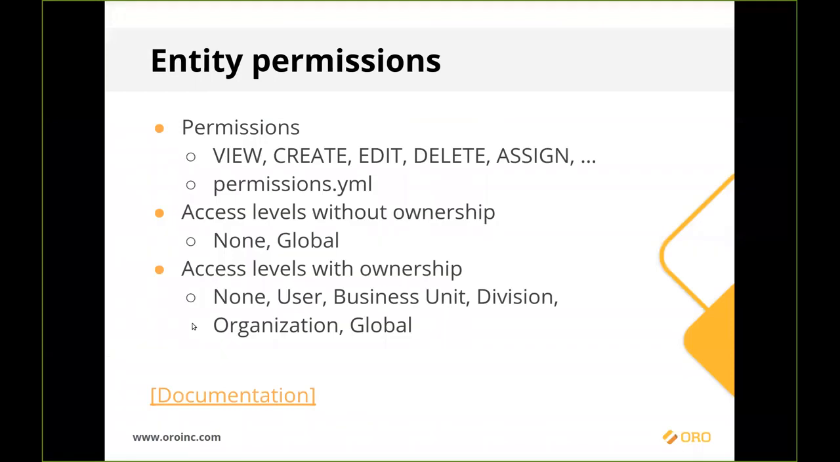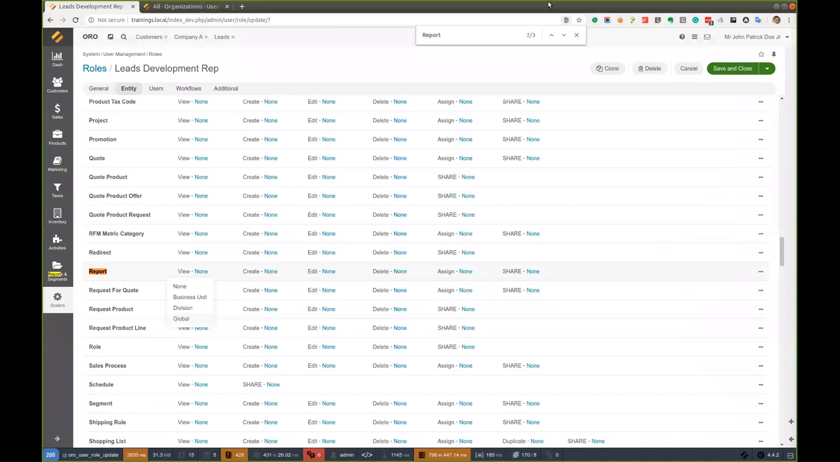So first, I have the permissions. I have view, create, edit, delete, assign. Those are the default ones, because for most of the entities, I will be using only those. But there are some specific entities that have very specific actions, and I would like to also restrain the possibility to execute those. One of those entities would be, for example, price list.